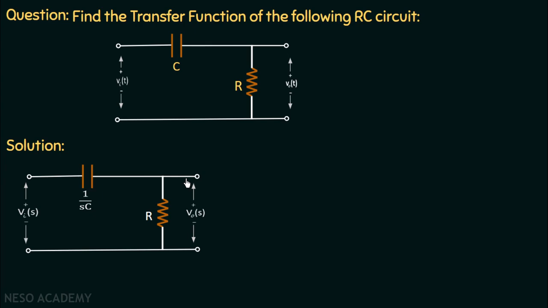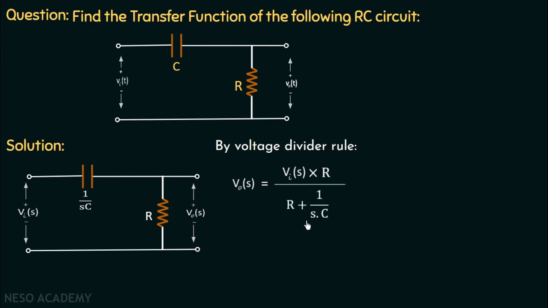So we can say that the current in this capacitor and this resistor is the same, and that's why the capacitor and resistor are in series. And in series, the voltage gets divided. So we can find the output voltage measured across this resistor by using the voltage divider rule, and it is given as Vout(s) equal to Vin(s), the total input voltage, multiplied with the impedance of this resistor, which is R, divided by the total impedance of the circuit, which is R plus 1 over sC.